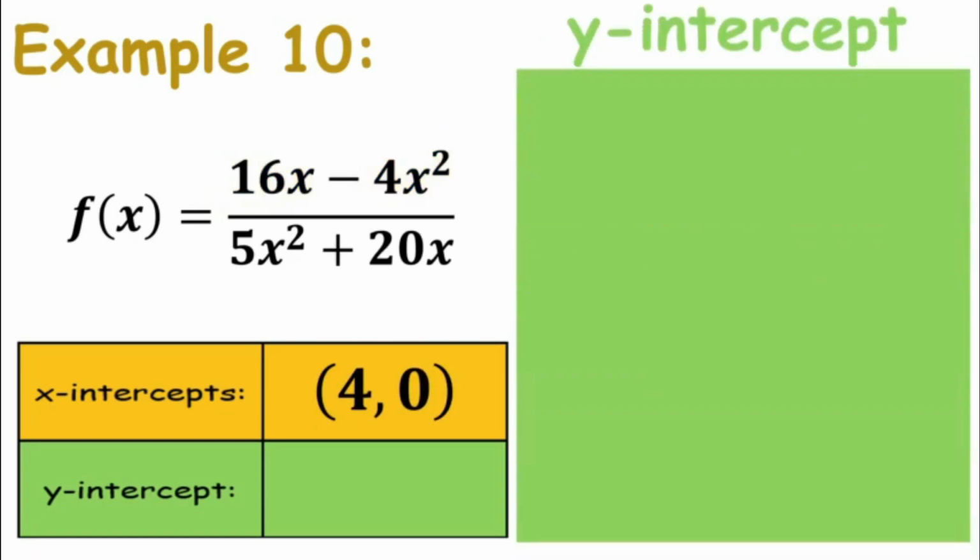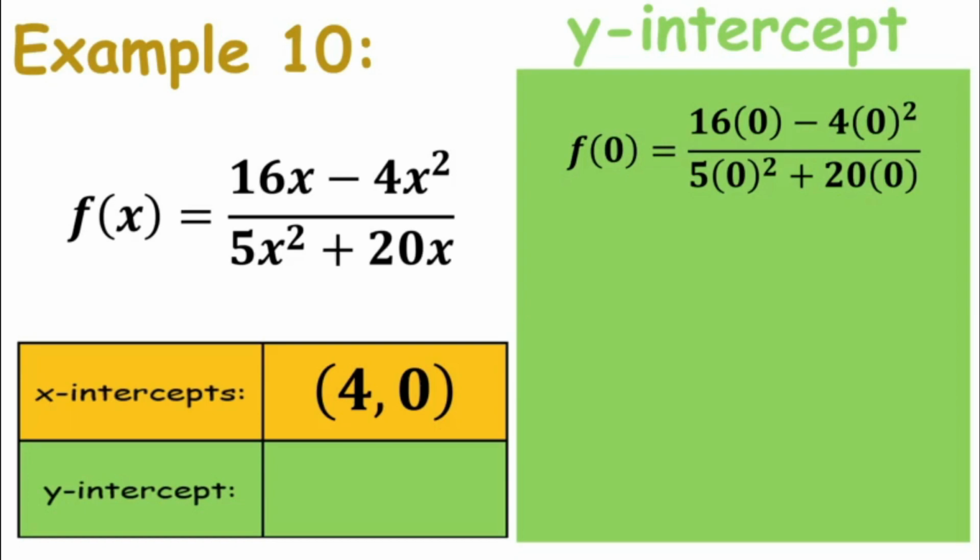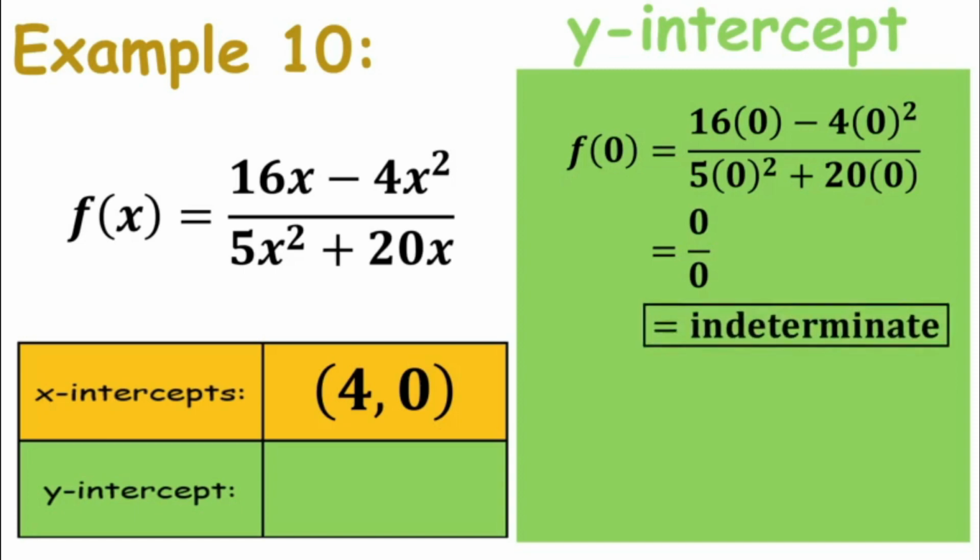For the y-intercept, f of 0 is equal to 16 times 0 minus 4 times 0 squared, all over 5 times 0 squared plus 20 times 0, which gives 0 over 0. This is an indeterminate form, so the function has no y-intercept.